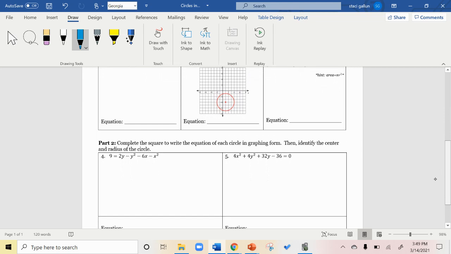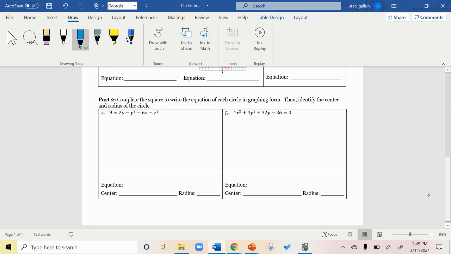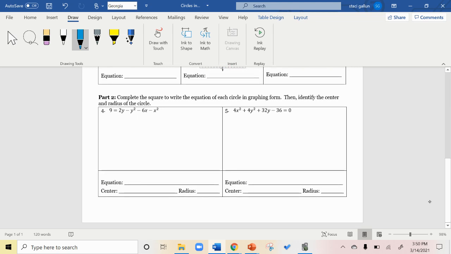Let's see. Okay, and then these two are like the ones that I already did. I have to do completing the square to write it in standard form or graphing form, and then identify the center and the radius. I just don't have to graph. Sweet. Maybe I'll practice graphing because that's good practice because I know I have a mini quiz next time I have class. Okay, this is kind of weird how it's written out, but it's not a big deal.